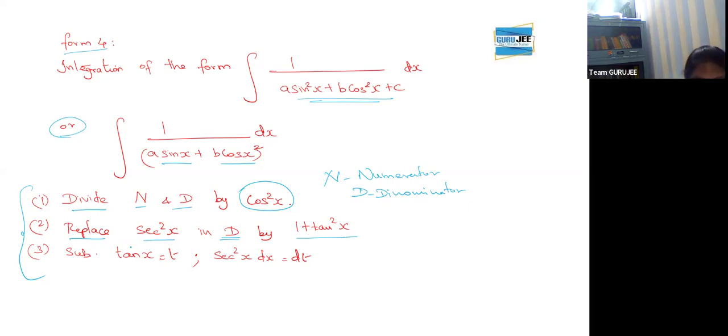Okay. Next, third step. Substitute tan x equal to t. Wherever you have tan, replace it with t, and replace secant square x dx by dt. Right? You see the problem? First divide by cos square x, then replace secant square x by 1 plus tan square x in the denominator, and at last tan x replaced with t, secant square x dx replaced with dt.